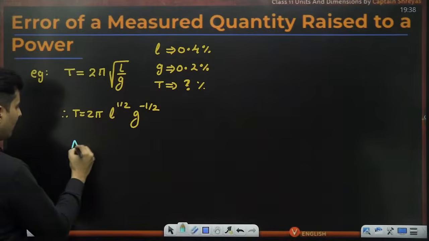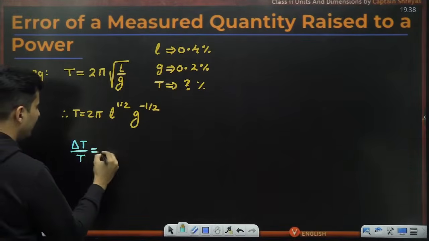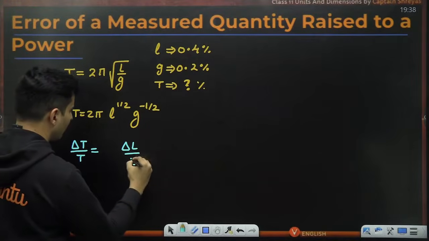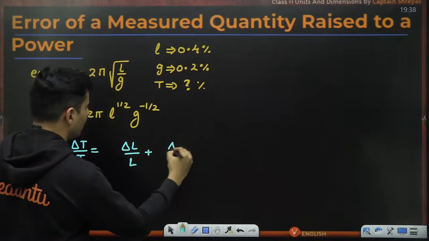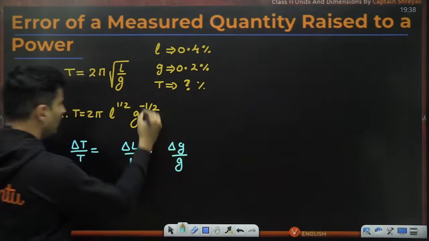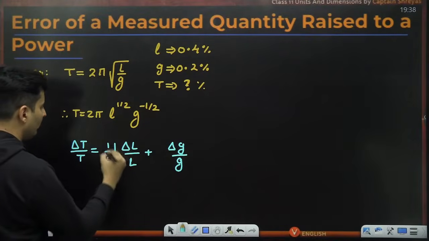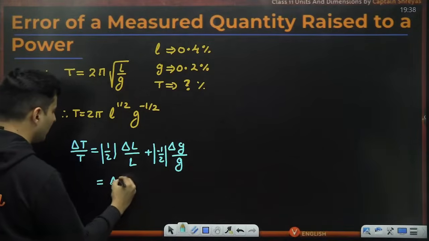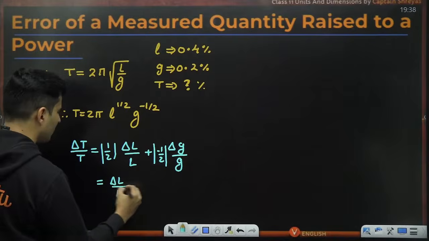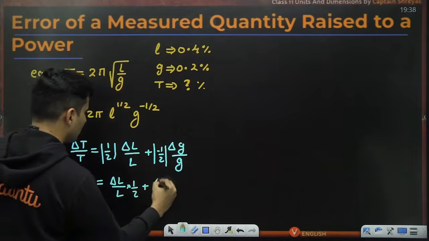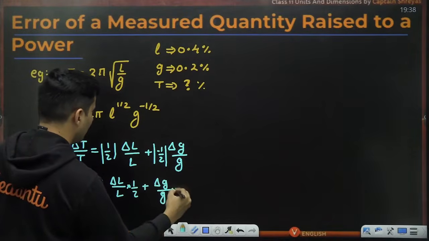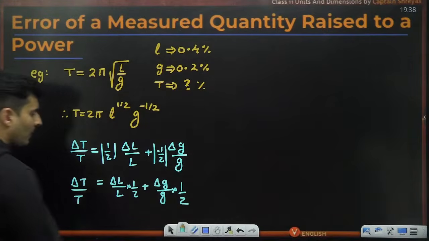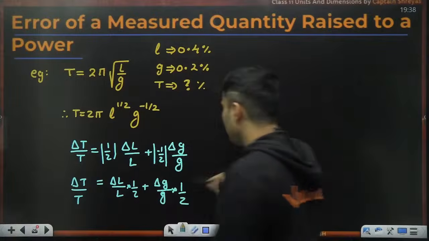So relative error in the time will be, forget about the constant, relative error of the length, relative error of G, and take the powers' modulus value. So half modulus, minus half also modulus. So this will become delta L by L, but this is half times, and this is also delta G by G, also half times. This was just relative error, but I can also convert it into percentage error.